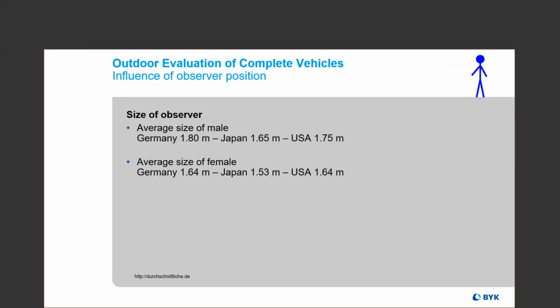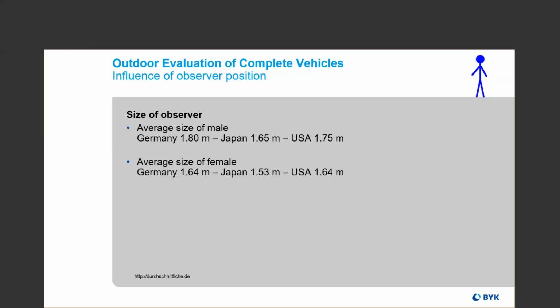So in addition to the sun's position changing, the height of the observer and the position of the observer can also affect the viewing angles. Different places around the world, people tend to be different heights. For example, in Germany, the average height of a male is 1.8 meters. In the US, it's 1.75. In Japan, it's 1.65. And of course, men tend to be taller than women. So in each case, the average height of a female is going to be somewhat shorter.